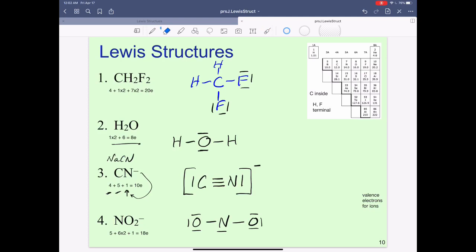Therefore, we need a multiple bond. So we'll take a pair off of one of the oxygens, it doesn't matter at this point which one, and put that in between as a double bond, ending up with an octet on the oxygen on the right hand side, an octet around the nitrogen in the middle, and an octet around the left hand oxygen. We should of course put this ion in square brackets to represent that it is an ion, with the charge outside.